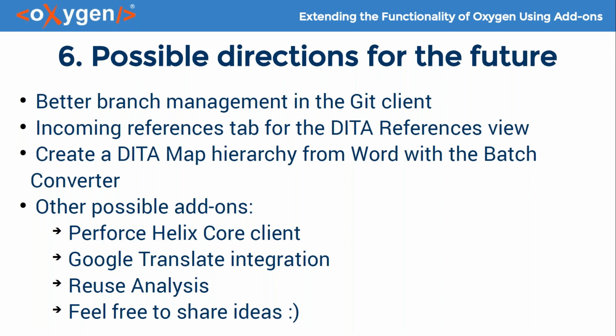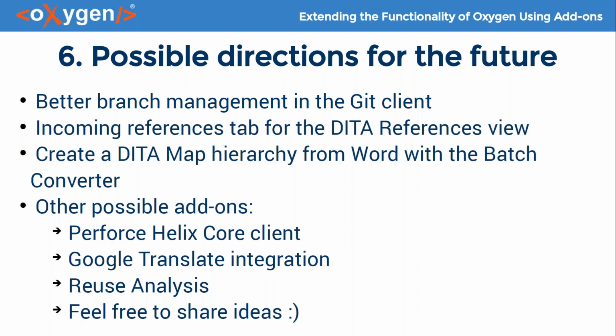In the DITA references view, we can create a new tab for also showing the incoming references, which are very important because if you look in the DITA references view and you see that there are many incoming references, then perhaps you should think twice before removing that topic, because it's probably important to the project if there are so many incoming references to it. We already have the API necessary for this. I just created it sometime a few weeks ago. So this is another way we can improve the DITA references view.